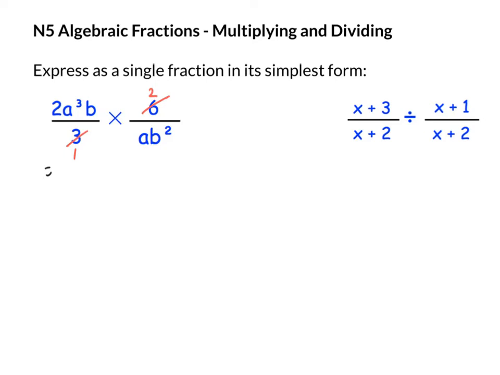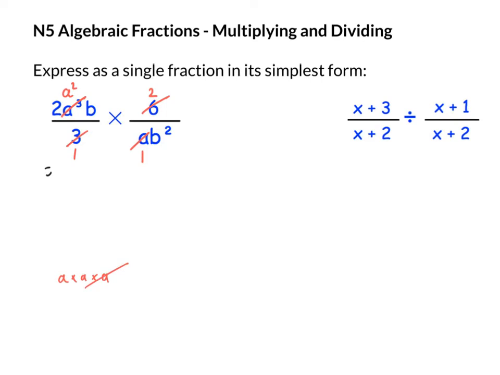That's me dealt with the numbers. I now move on to the letters. I've got an a cubed on the top and an a on the bottom. So if I divide the bottom by a, that factor will be reduced to 1. And if I divide the top by a, that will be reduced to a squared. Remember, a cubed is 3 a's being multiplied together. Dividing by a is going to cancel out one of them.